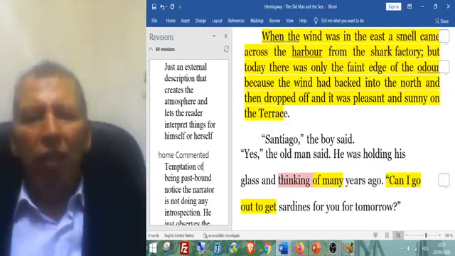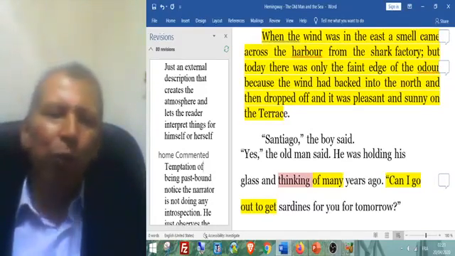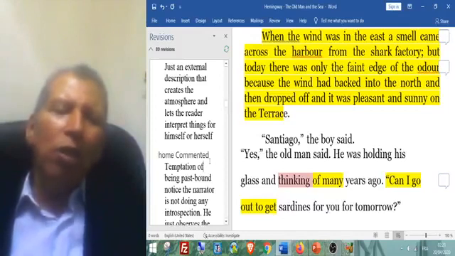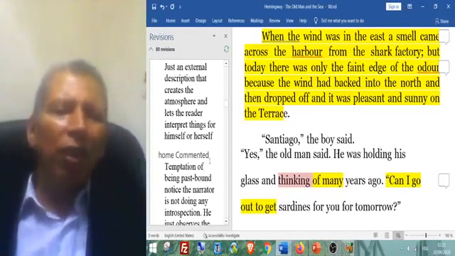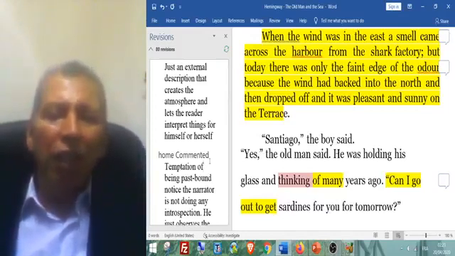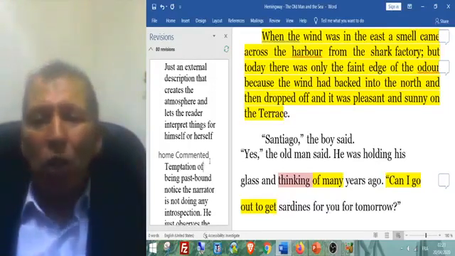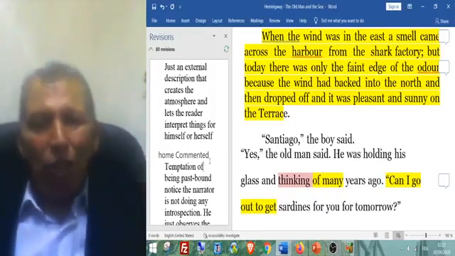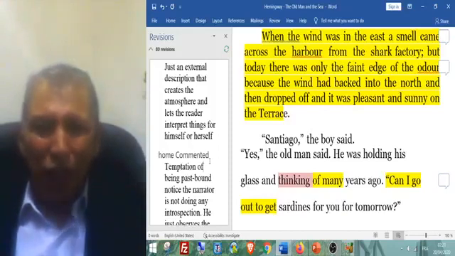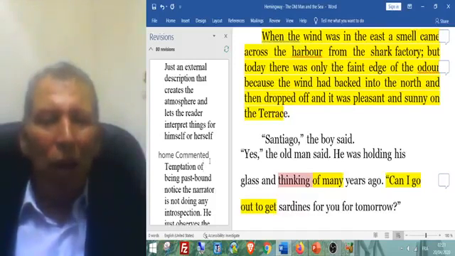"Santiago," the boy said. "Yes," the old man said. He was holding his glass and thinking of many years ago. Santiago has the propensity of thinking about the past, or he's obliged to think about the past because his present is so bleak. He cannot afford not to think about the past. We wonder, is he past bound?